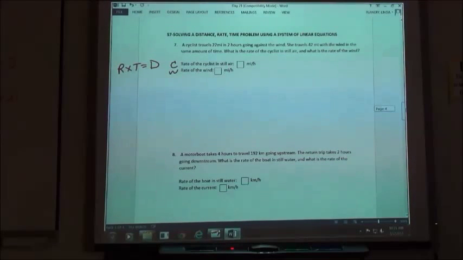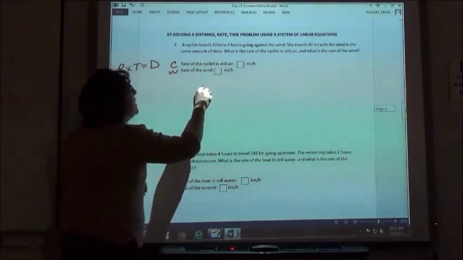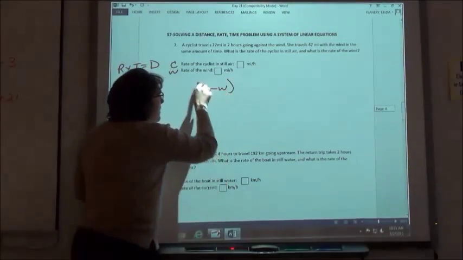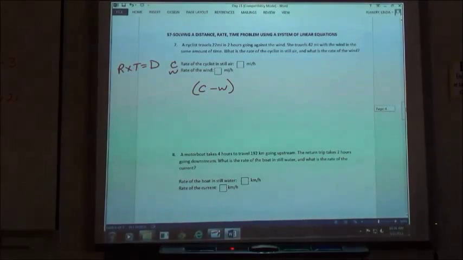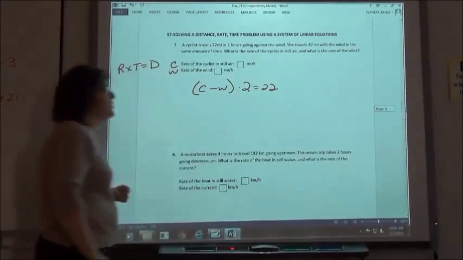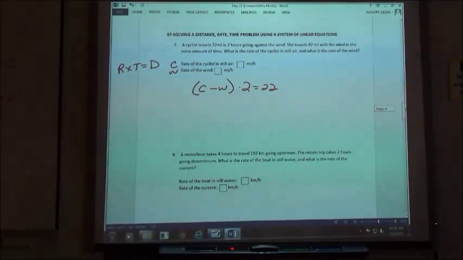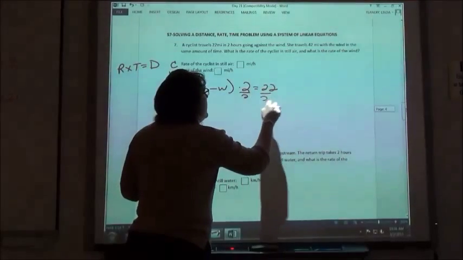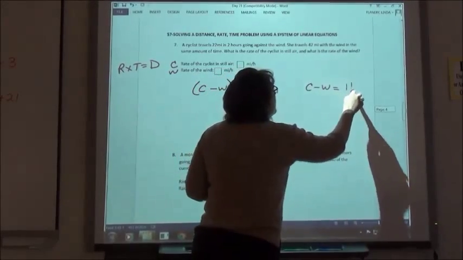If I am going against the wind, the wind is going to blow against me and slow me down, right? It's harder to ride my bike into the wind. So my overall rate is going to be the cyclist minus the wind if I'm going against the wind. That's my rate, times my time. My time here is 2 hours to equal the 22 miles. Now what they're going to do with that equation is they're going to go ahead and divide by that 2 right away to get the C minus W by itself. So they're going to divide by 2 and say that C minus W then equals 11.